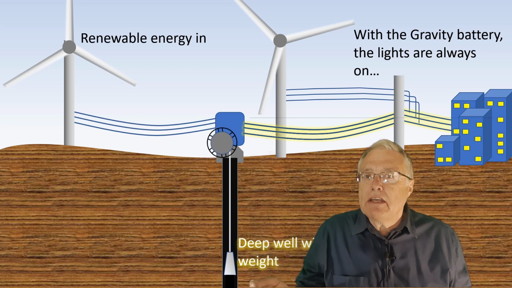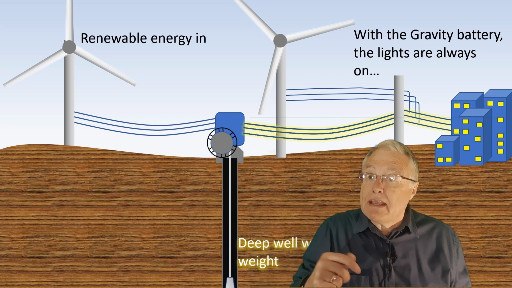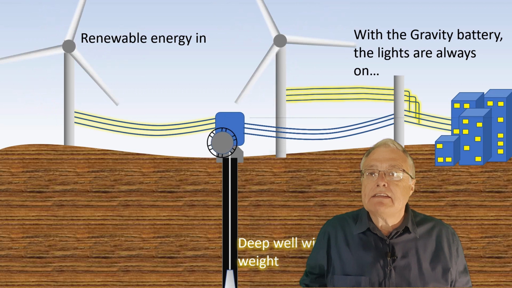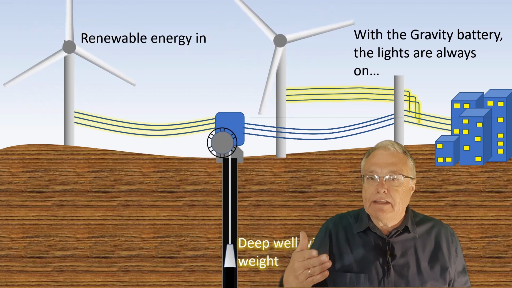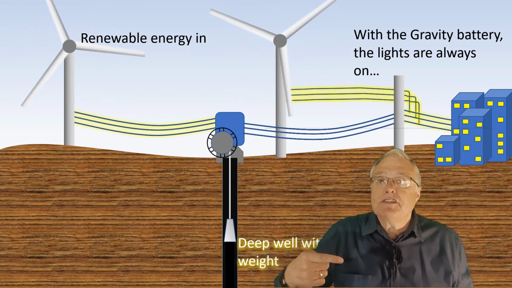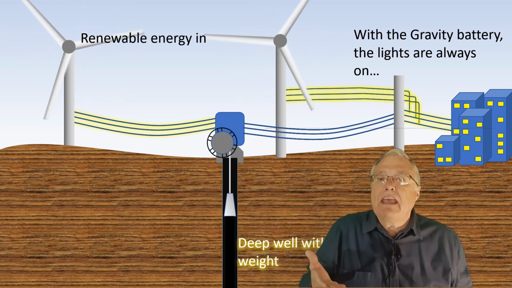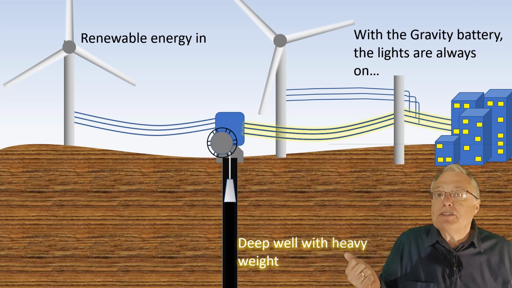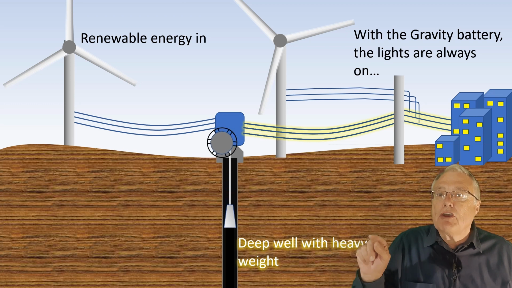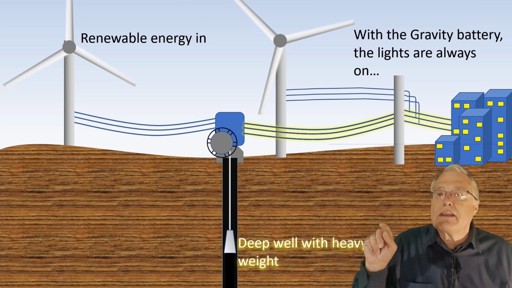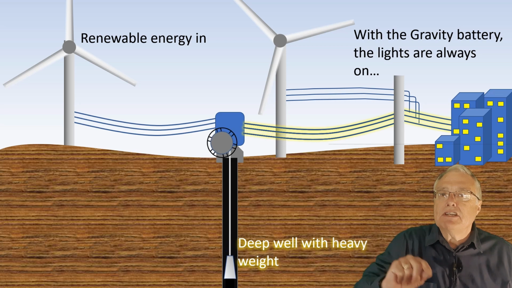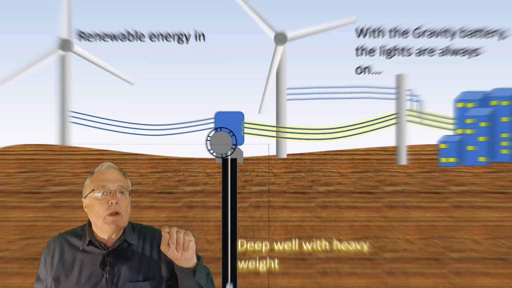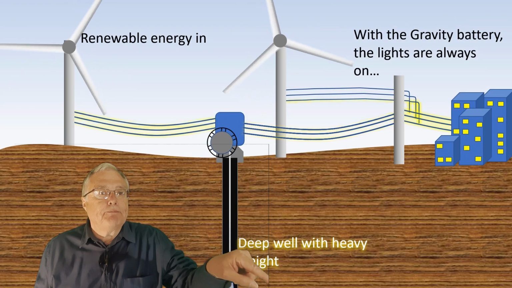When the sun shines or the wind blows, extra energy, more than is necessary to keep the lights on, is generated. This extra energy is used to raise a very heavy weight suspended in a very deep well. In this animation, two wind turbines are used to represent the renewable energy being generated. The energy from one turbine is stored in the battery.